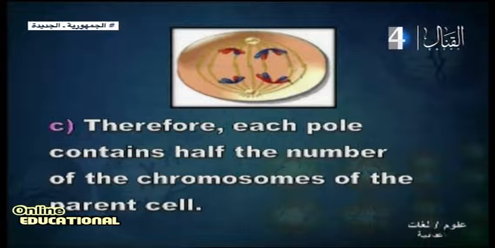Therefore, each pole contains half the number of chromosomes of the parent cell. We start with the complete number of chromosomes, 2n, but now we are going to form two cells, each containing half the number of chromosomes, which is n. Telophase 1. This is the ending of the first stage of this division.